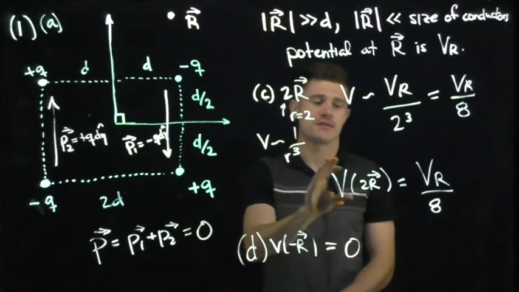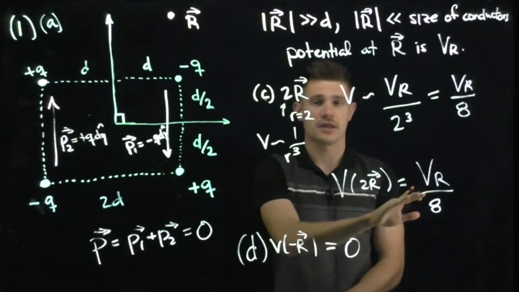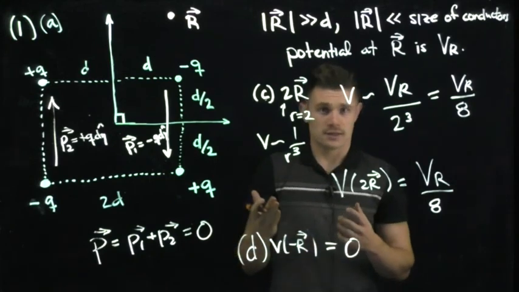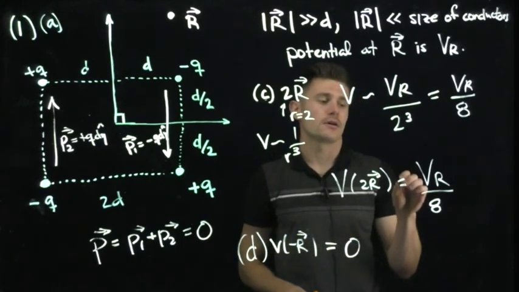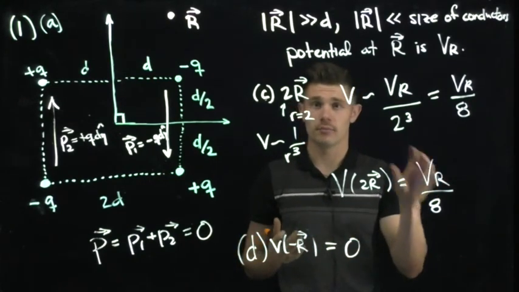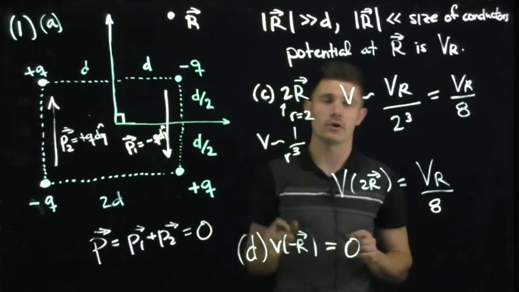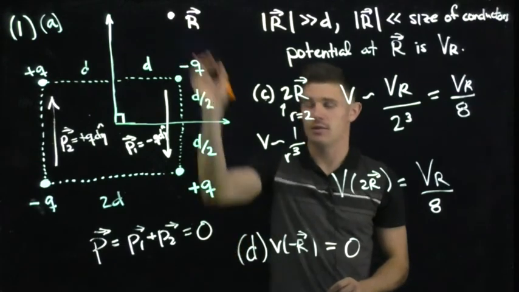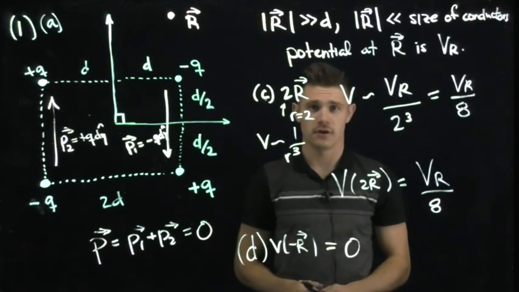So part C, we say that V at 2r is the potential given at point r, V of r over 8. We don't actually know what V of r is. Doesn't matter, he just gives it to us in the problem as some sort of constant potential that we know at the point r, and it falls off as 1 over 8 due to the multipole expansion at the point 2r. Inside the conductor, V of negative r is just equal to 0.